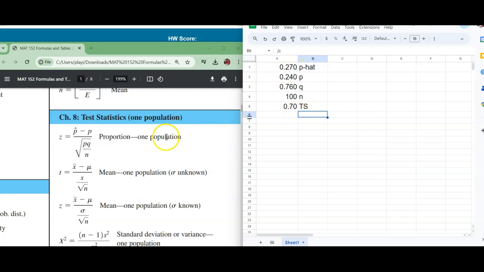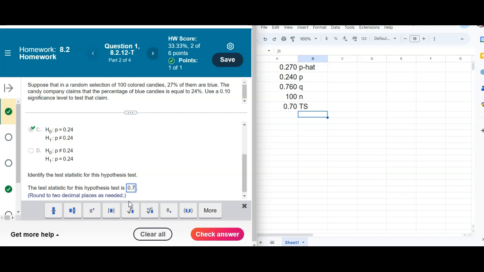So all that goes into that formula. That's how you get that number out of there. So 0.7 is our test statistic. It says round to two places. I could just do 0.7, but 0.70 would be the two places.